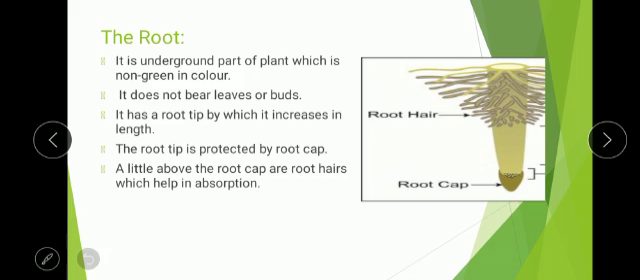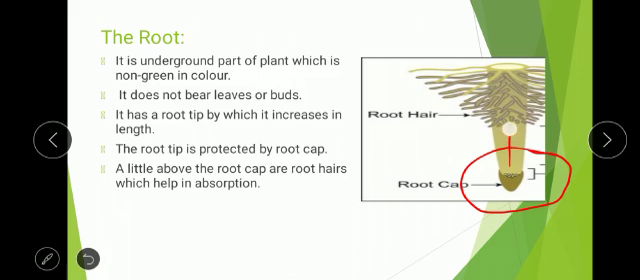Now come to the second vegetative part, that is the root. The root is the underground part of the plant which is non-green in color. It does not bear leaf or bud, but the stem bears leaf, bud and flower. It has a root tip by which it increases in length. The root tip is protected by the root cap.